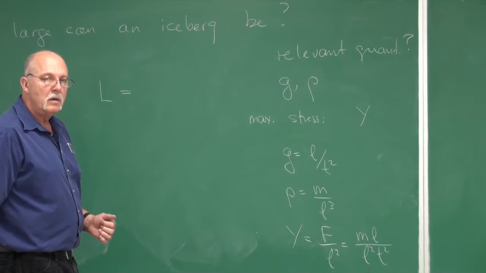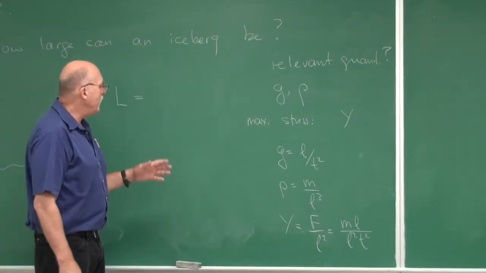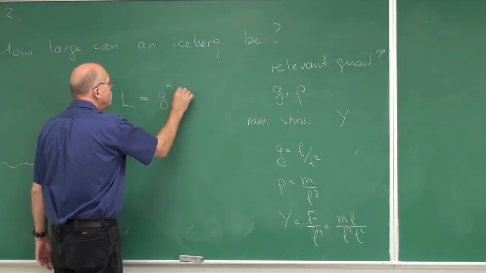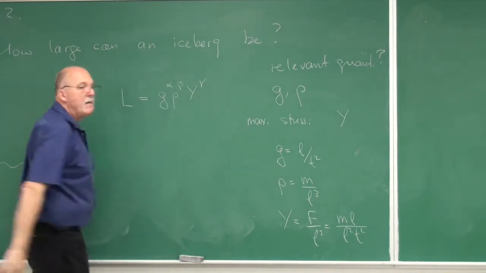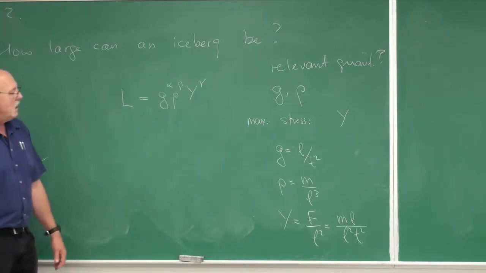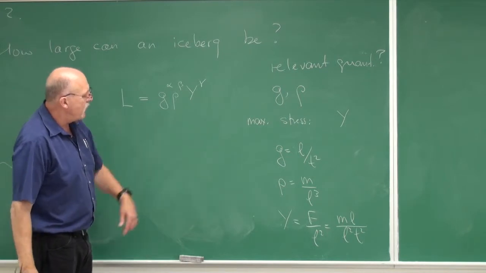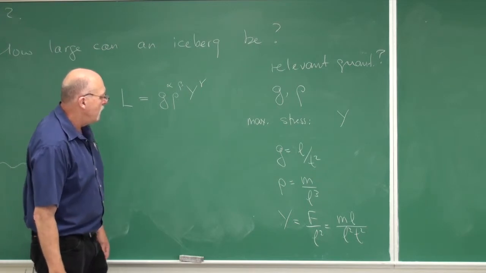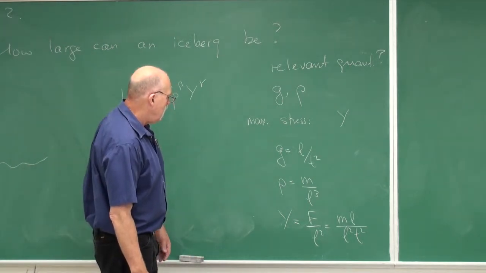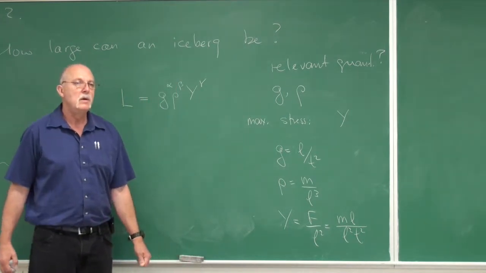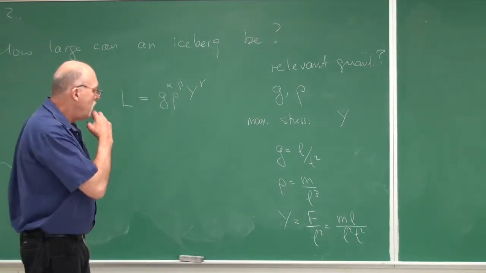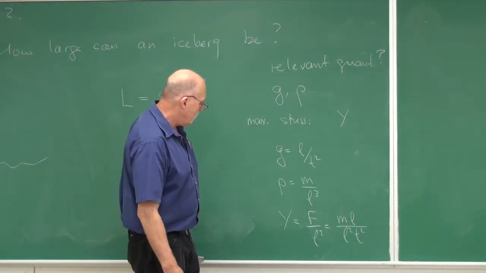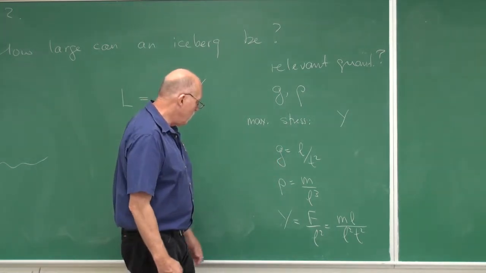Well, we can do what we did last time, and say suppose it's something like g to the alpha, rho to the beta, Y to the gamma. We'll see what we get. Alternatively, this is pretty simple. We can just look at it and see how it has to work. Y and rho should be in different parts of this relation, so that the mass cancels out. So we have to take the ratio of rho to Y.